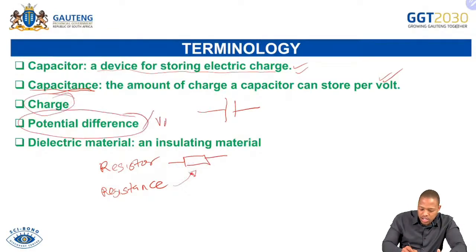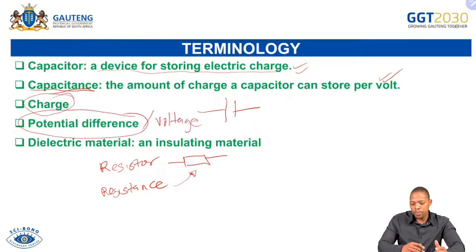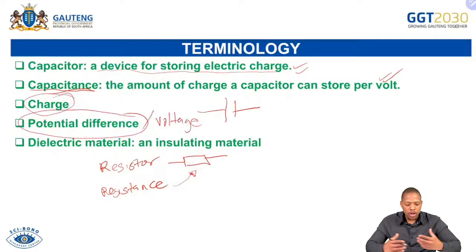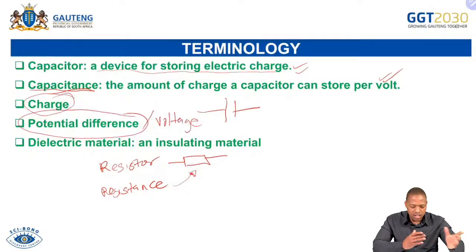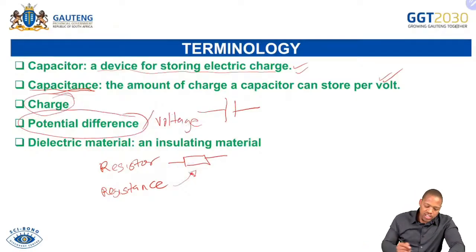Should have said potential difference or voltage. Some people refer to voltage. I like using potential difference, but I can also move from one to the other. So potential difference is voltage, right?